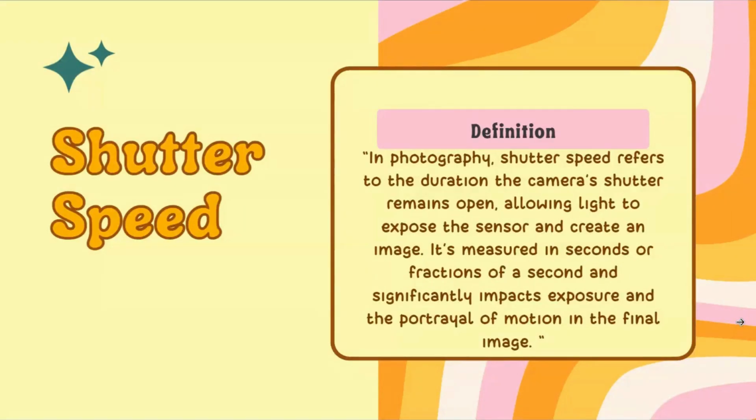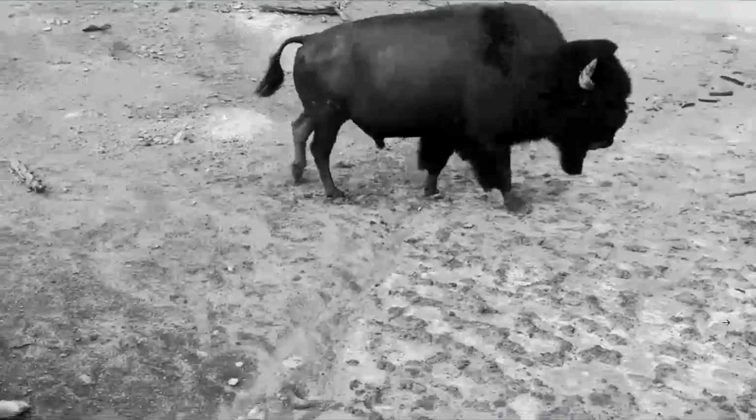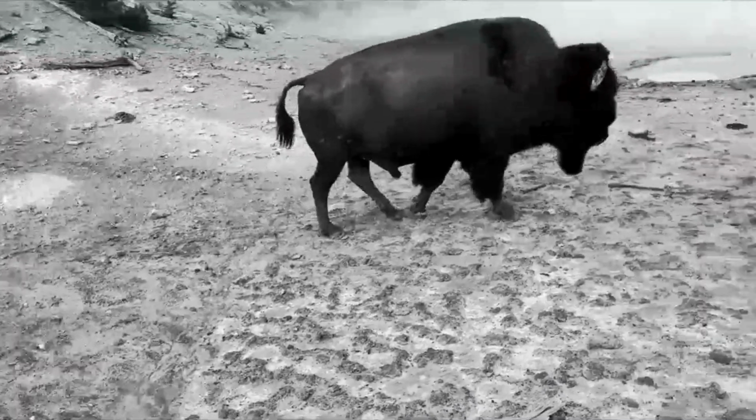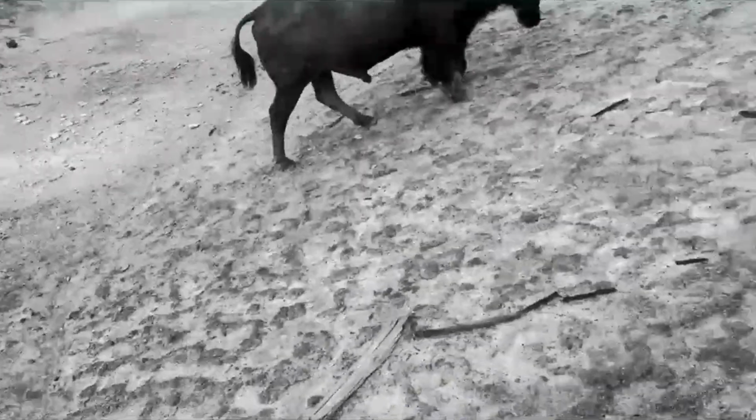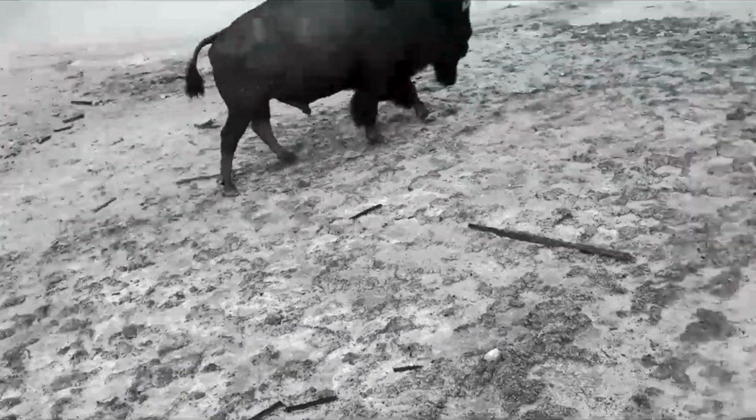So if you have a shorter shutter speed, like 1/1000th of a second, that's going to have that frozen motion. If you have a longer shutter speed, like 1/8 of a second, that is going to have more blurred motion in it. So when you're taking pictures, you want to think about what's moving and how you want to take a picture of it.